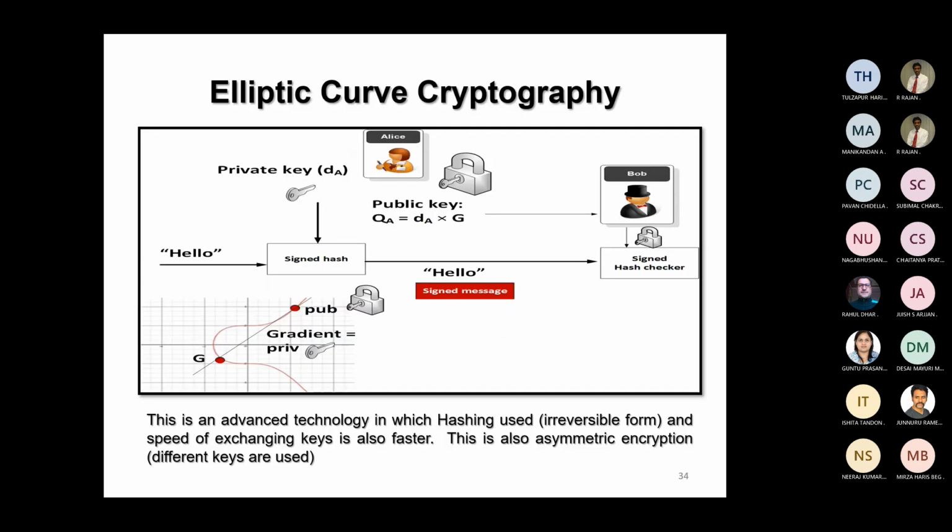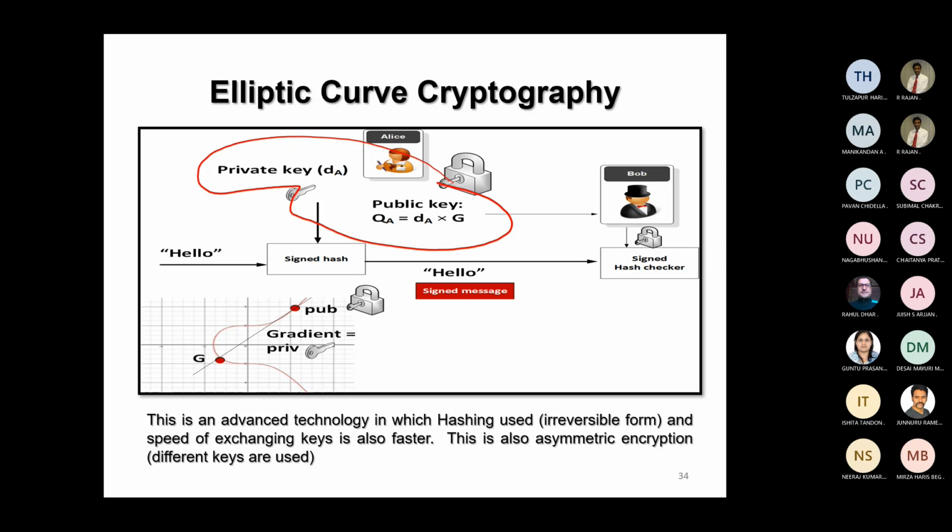Right. Elliptic curve cryptography is another mechanism which is slightly advanced. What happens here is the exchange of key happens at a very, very fast rate. It uses asymmetric encryption, but the key exchange mechanism will be very quick.